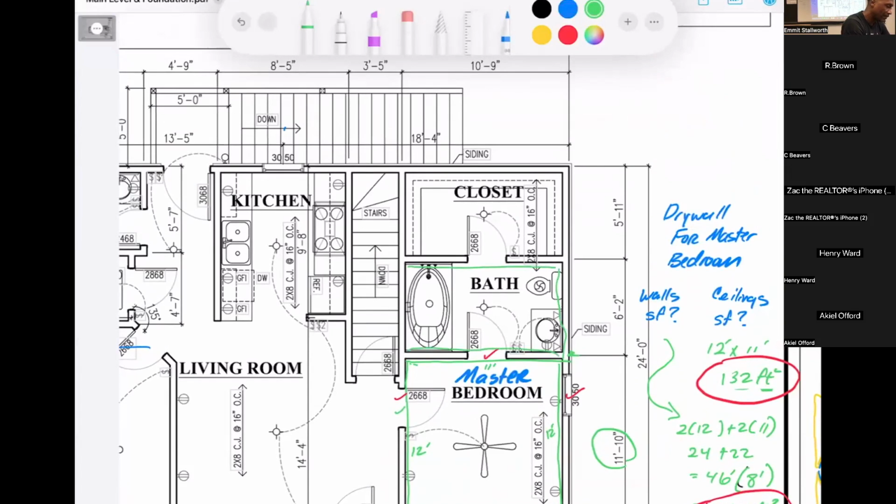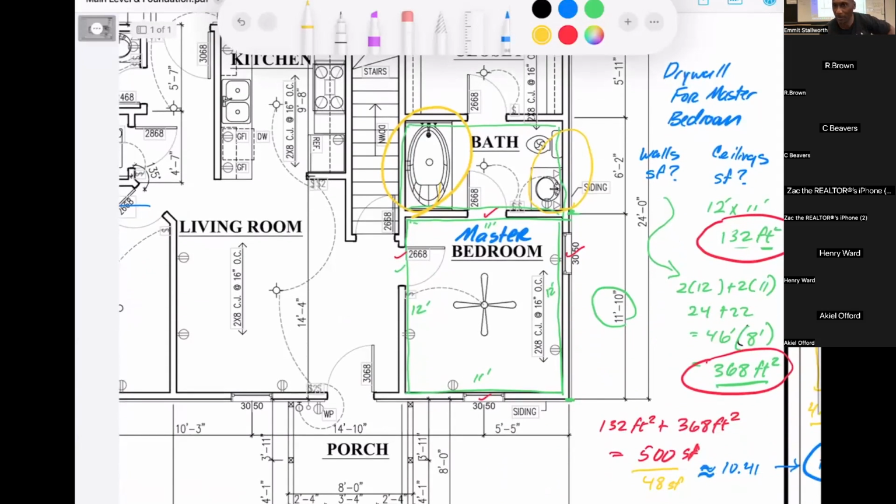Now let me ask you this. Let me see how smart you guys are. See if y'all can break the code on this. What's going to happen right here? What's going to happen right here and right here? What's the issue right there? Well, what do you see? What's coming out of those fixtures? When you turn them on, what's coming out of them?